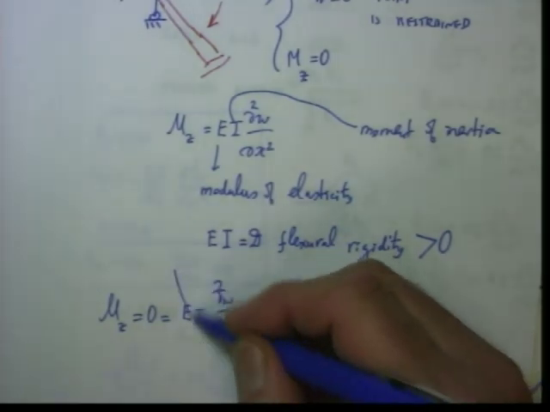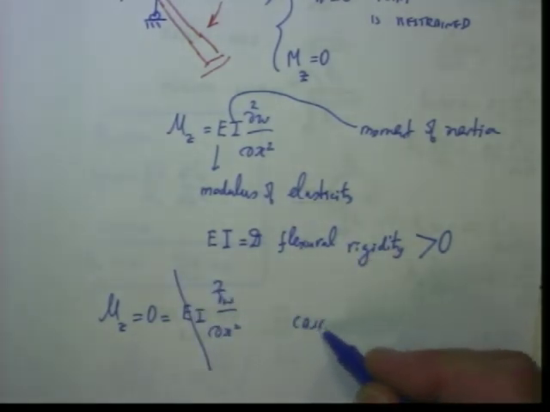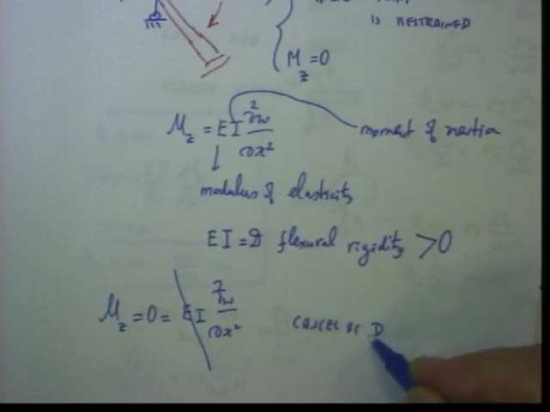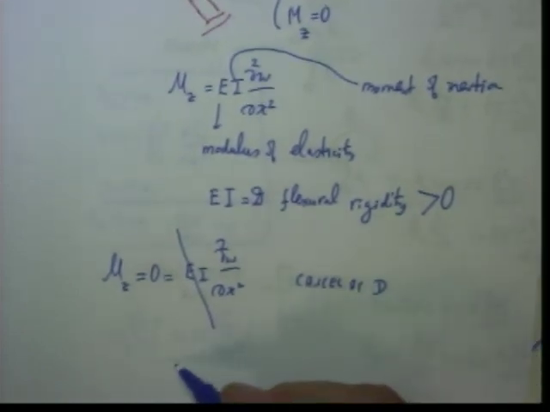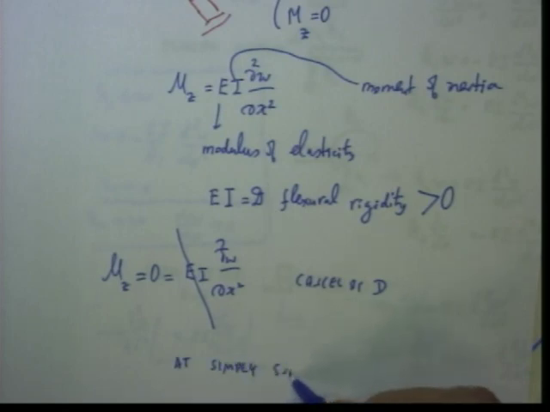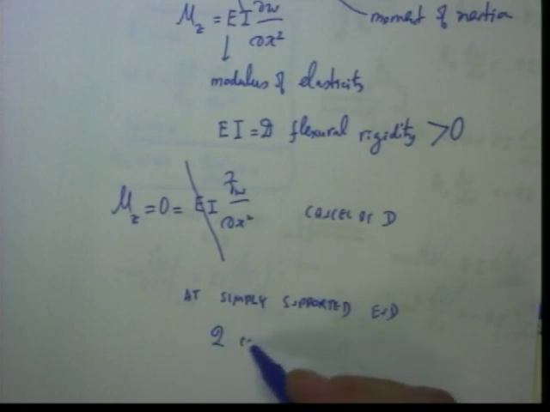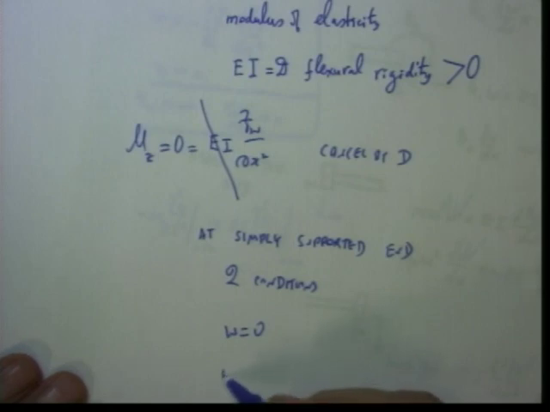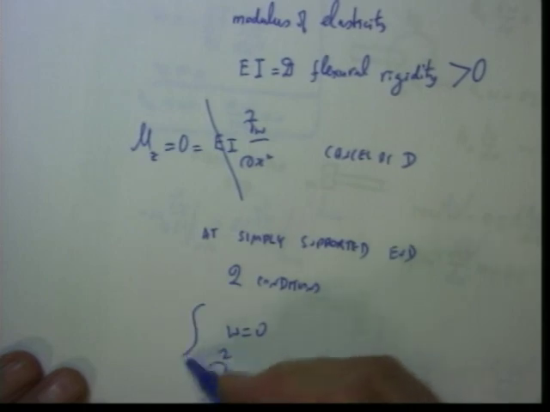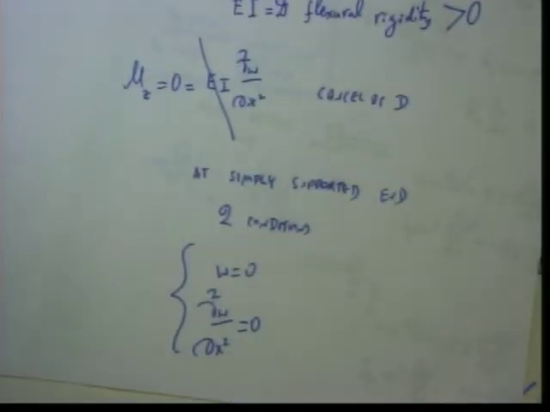So I can actually cancel EI. So I get therefore that at a simply supported end, we have two conditions: W equals 0 and d2w dx squared equals 0. Okay? So these are the conditions at a simply supported end.